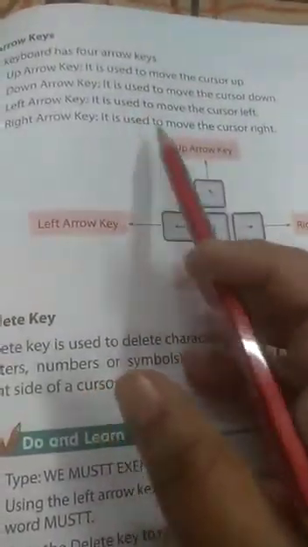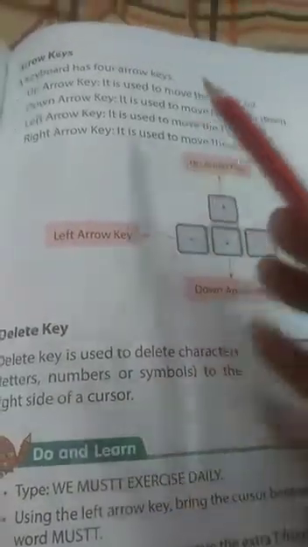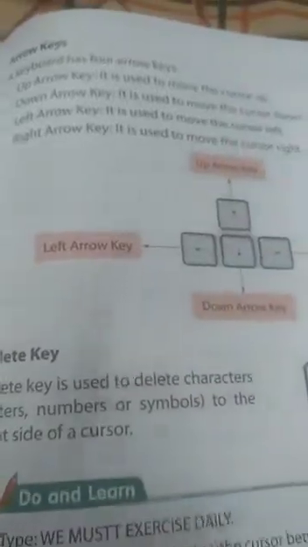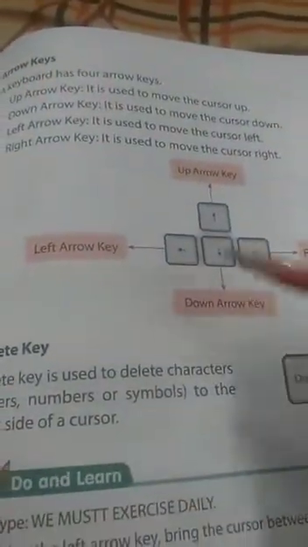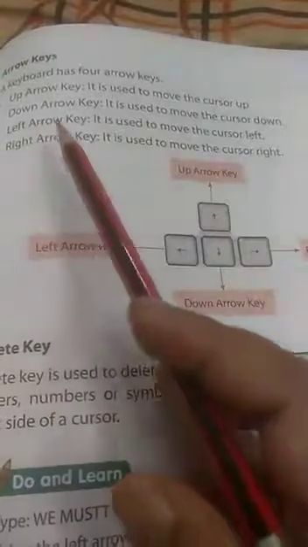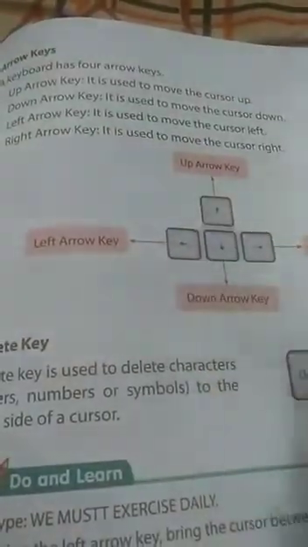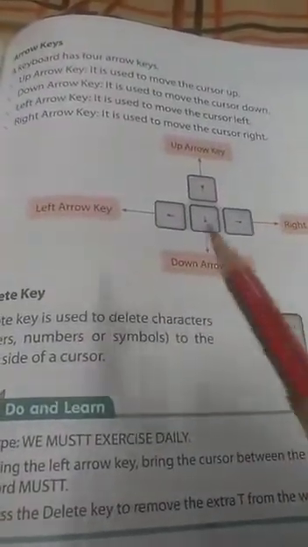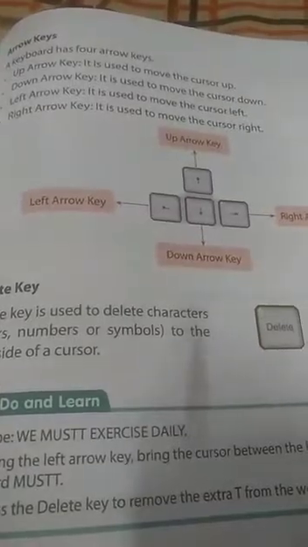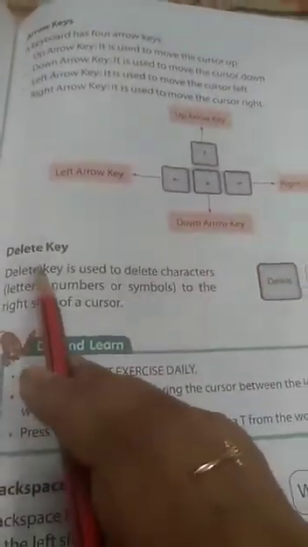Then comes your arrow keys. There are 4 arrows, that is your up arrow key, down arrow key, left arrow key, right arrow key. If you use the up arrow, you will move the cursor upward. To move the cursor downward, you can use the down arrow. To move left, use the left arrow, and to move the cursor right, you can use the right arrow. You can move the cursor up and down, left and right, wherever on the screen with these arrow keys. Then comes your delete key.